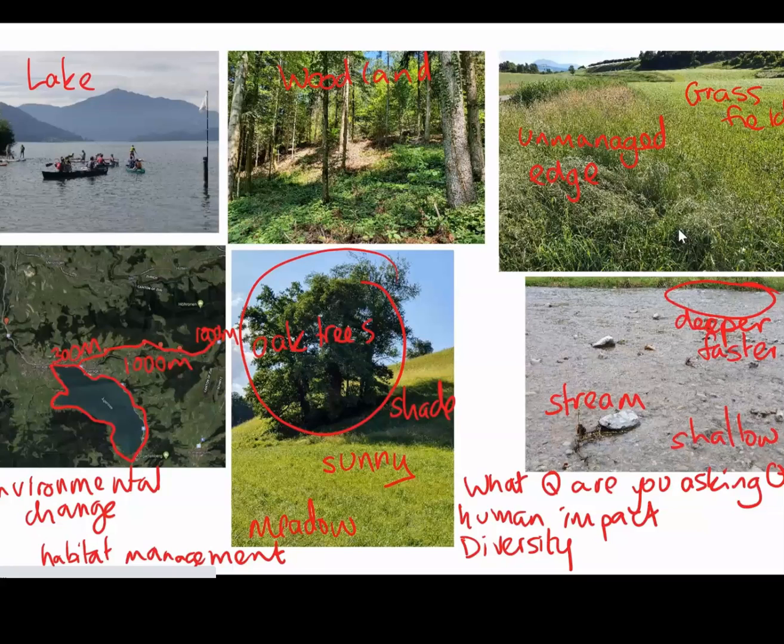So all these are questions you could be thinking about, and then you're going to come up with a hypothesis that's linking some kind of biotic factor, such as abundance, diversity in an area, with abiotic factors. And your task will be to choose one of these pictures and to come up with a question, a hypothesis, and a method for studying them.